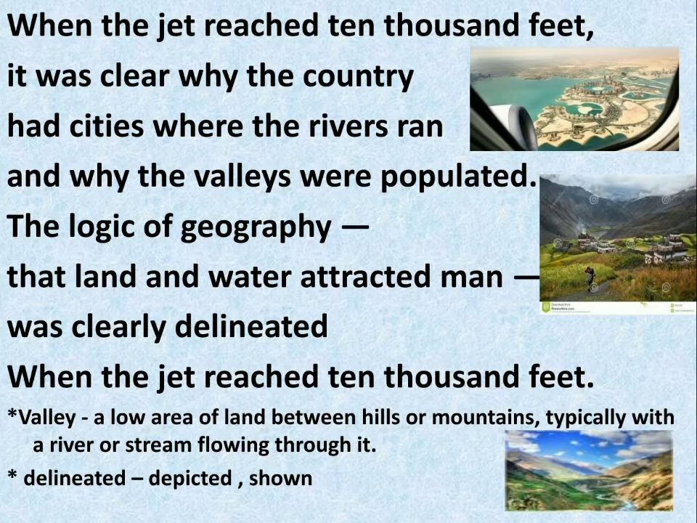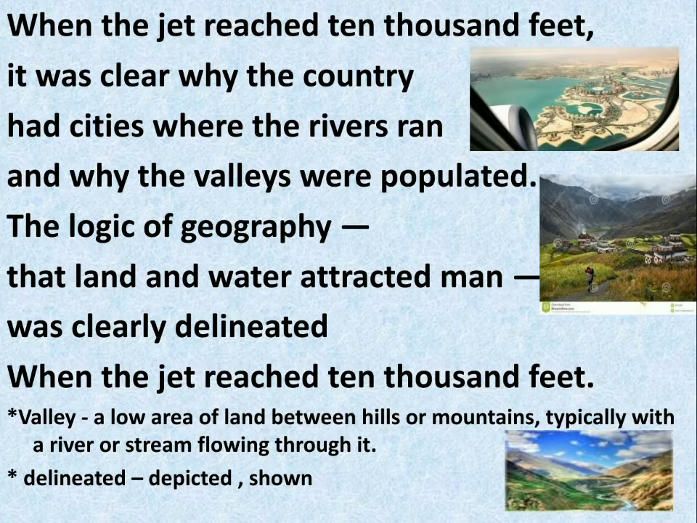The logic of geography, that land and water attracted man, was clearly delineated when the jet reached 10,000 feet. So now here we have a word, delineated. Delineated means depicted or shown. So what is shown? We'll see. What is the logic of the geography?